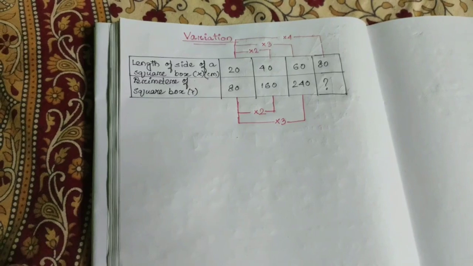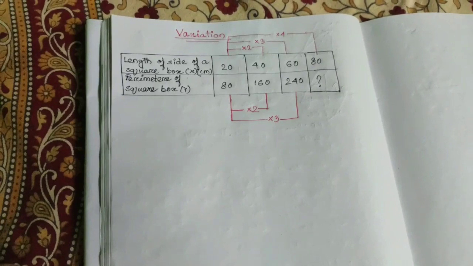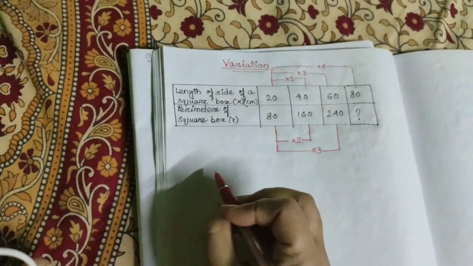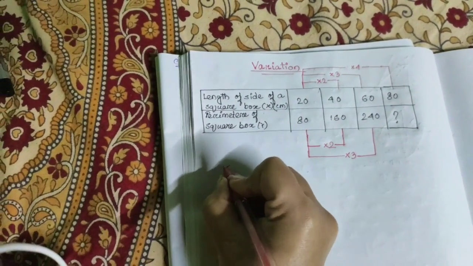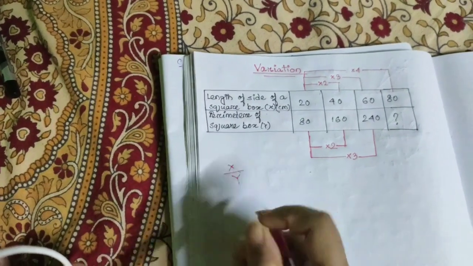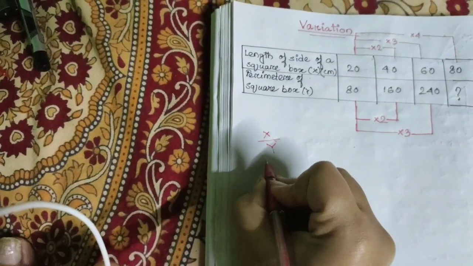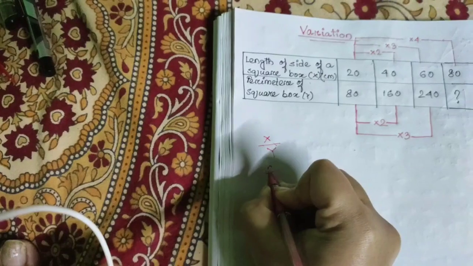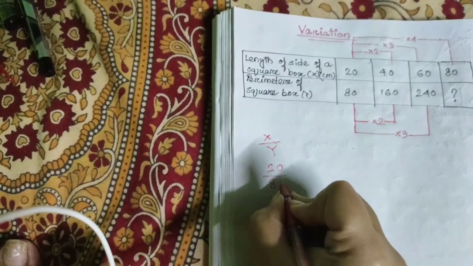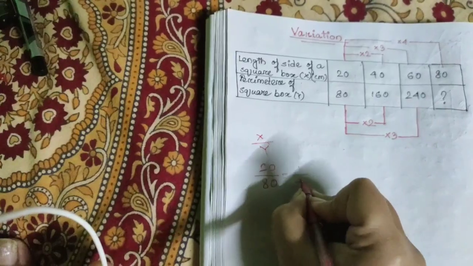Considering the length of the side of the box as variable x and the perimeter of the box as variable y, here I am finding x by y. Then 20 by 80, that is equal to 1 by 4.